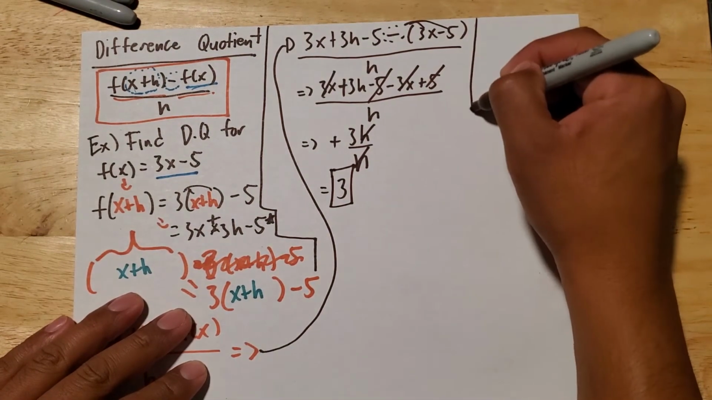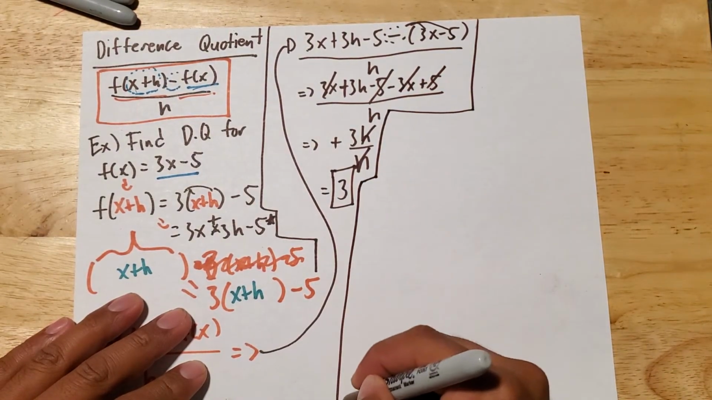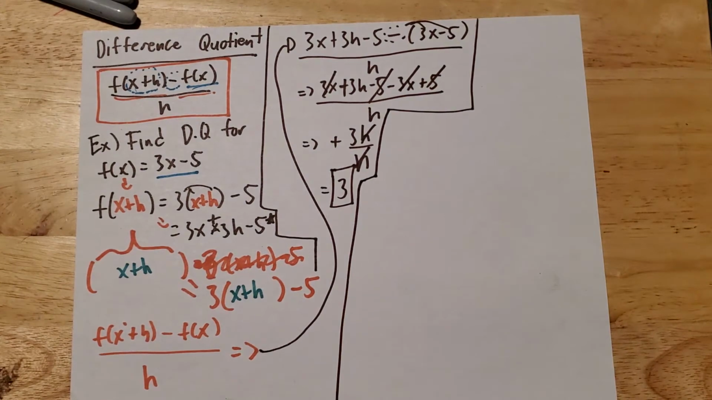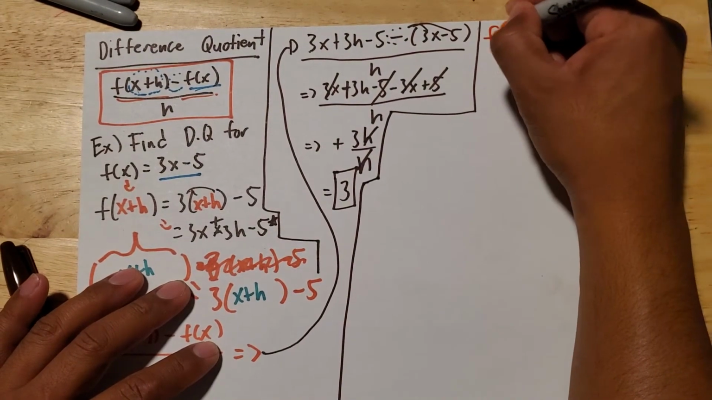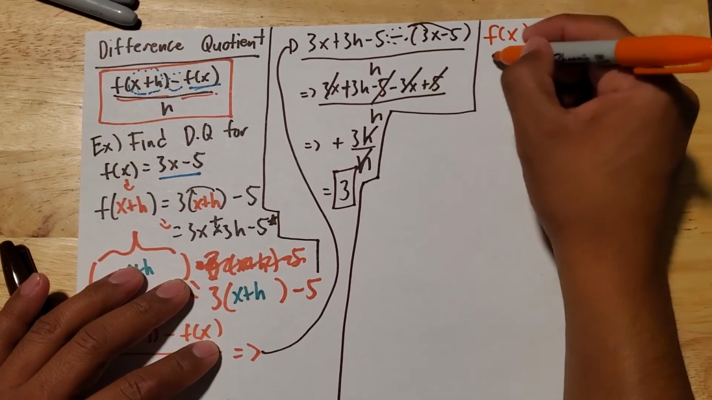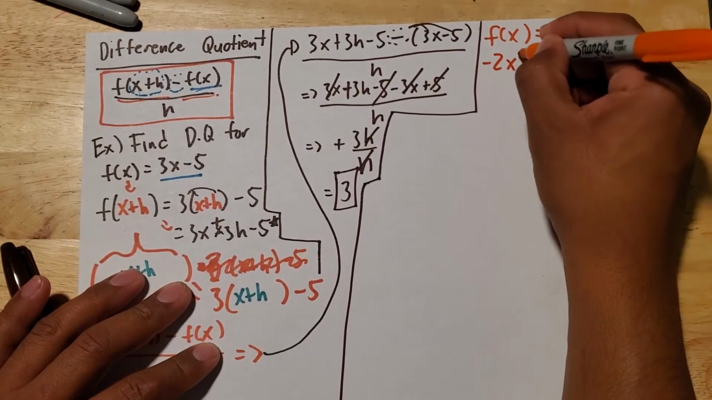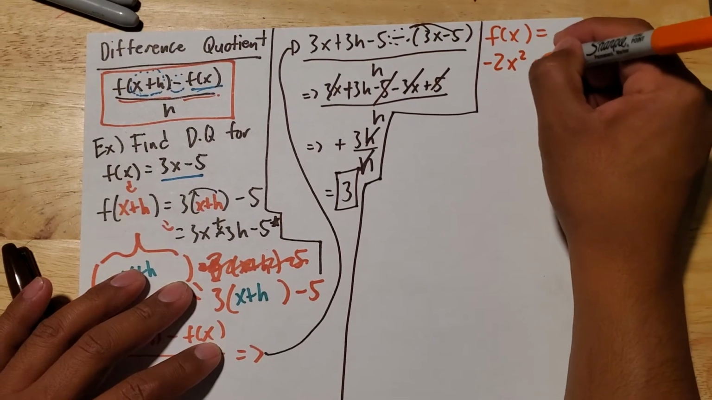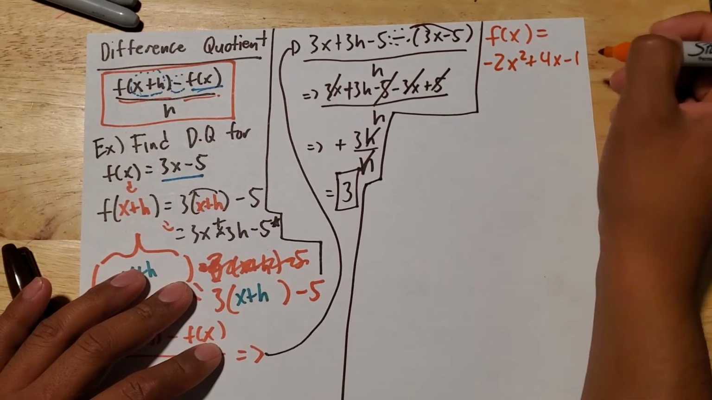So let me close this off here. And let's try to do this to another example. Let's do something a little bit bigger. It's going to be a little more tedious, but it should be good. I'm going to say f of x is equal to, I'm going to write it down here just because there's no room, negative 2x squared plus 4x minus 1.